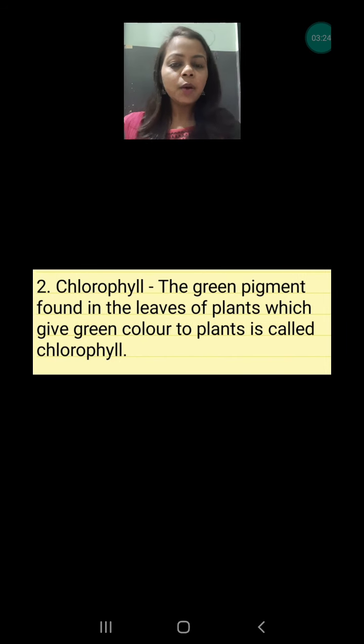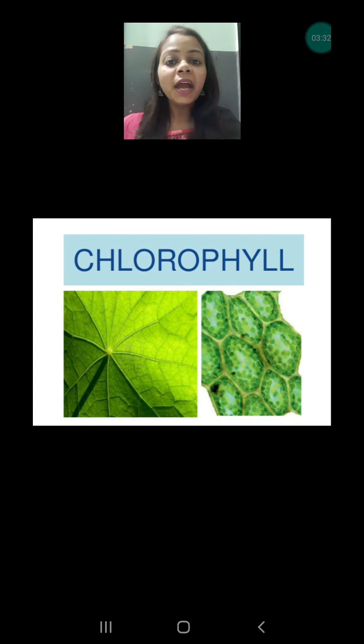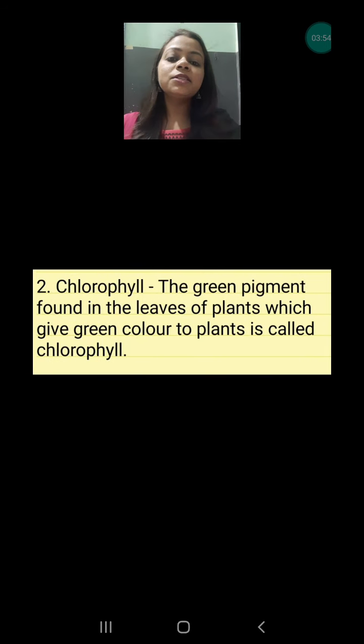Second is chlorophyll. What is chlorophyll? Usually we see green plants around us. Most of the plants are green in color, and that is due to the green pigment. You are seeing one side of a leaf, and on the other side you are seeing very small dots which are green in color. Actually this is the substance, also known as a pigment, a green pigment. Due to this pigment only, our plant looks green, and this is known as chlorophyll. So chlorophyll is nothing but the substance due to which our plant looks green in color.